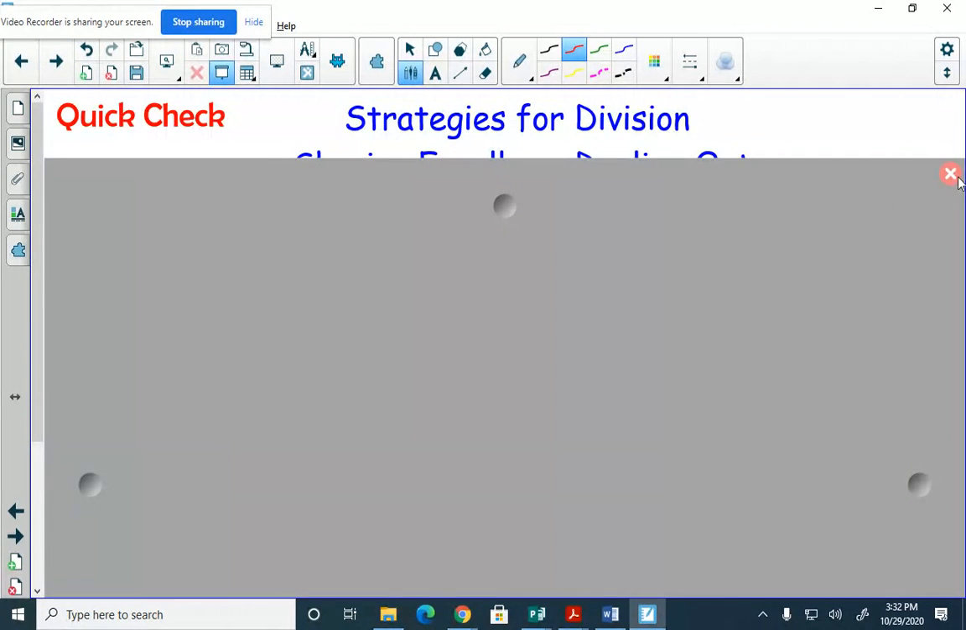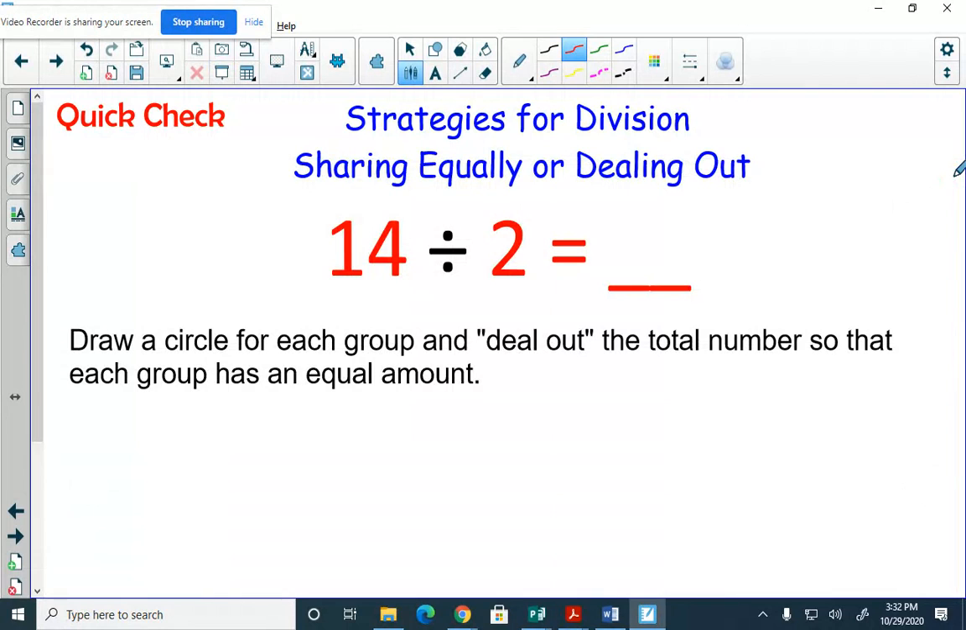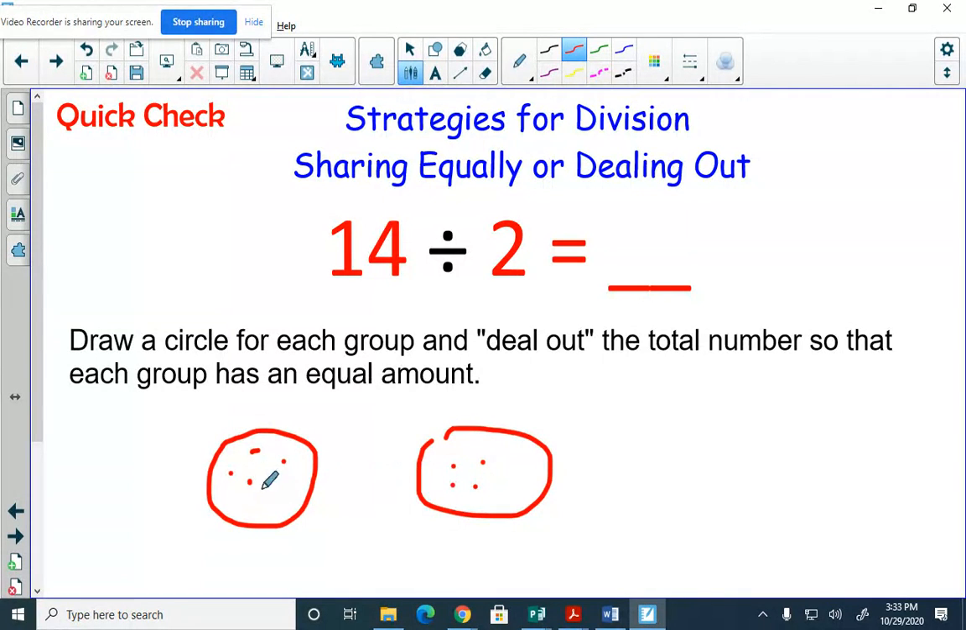And here's the one that was our quick check. And you can actually do this one and check back with me just for practice to see if you got it correct. So we're making 2 groups and we're sharing 14. 1, 2, 3, 4, 5, 6, 7, 8, 9, 10, 11, 12, 13, 14. Go back 1, 2, 3, 4, 5, 6, 7. 14 divided by 2 is 7.